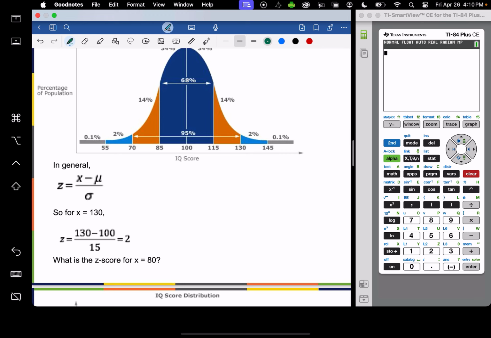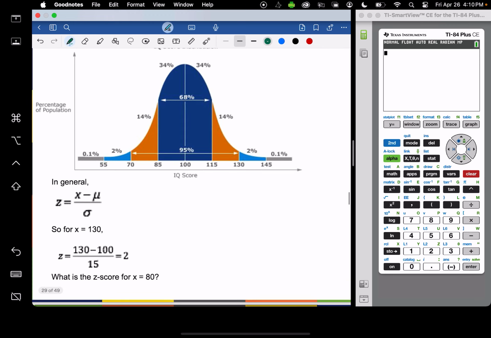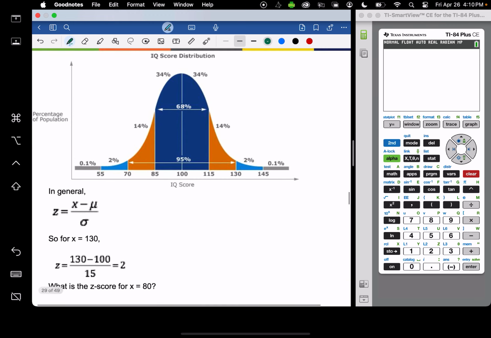Now there's a formula for the z-score. Z is equal to x minus mu divided by sigma. So if we follow that formula and we plug in 130 for x, we plug in 100 for mu, and then we subtract, we get 30, we divide by 15, and we get z equals 2. So that gives us the z-score, especially if it was a value that wasn't one of these incremental values.